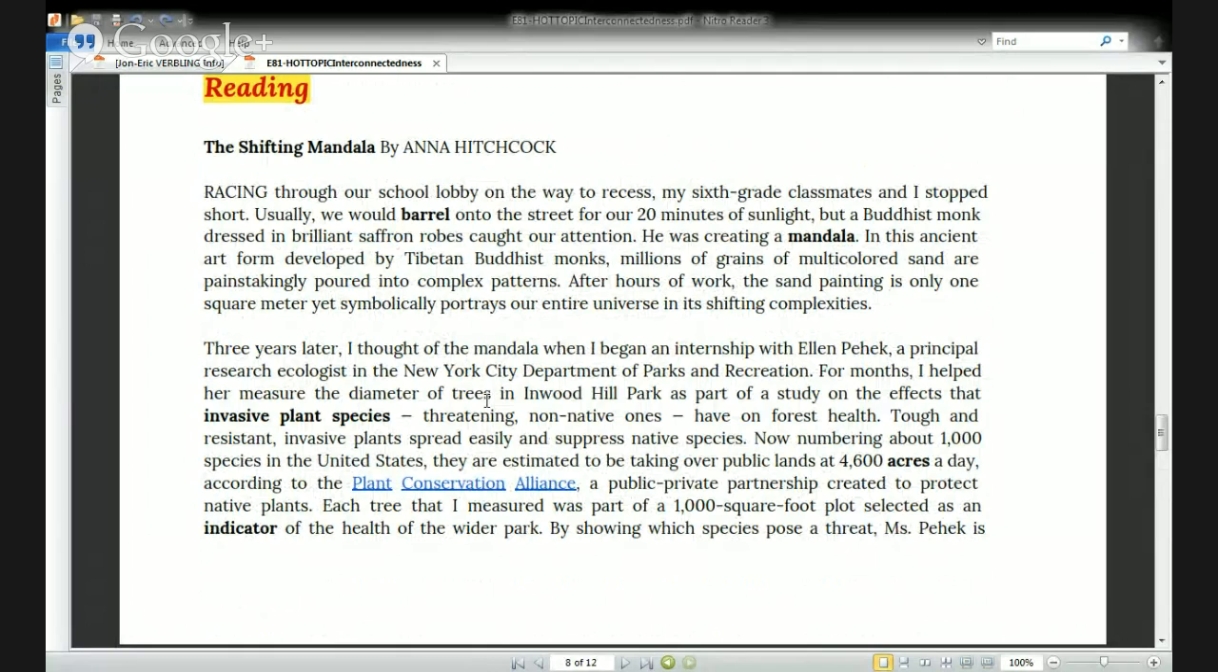No, sorry, wrong researcher. It's Ellen Peheck. Sorry, I had the wrong researcher. She's the one who came up with the technique. The mandala technique. Yeah, literally, the mandala technique. Do you remember what it was?